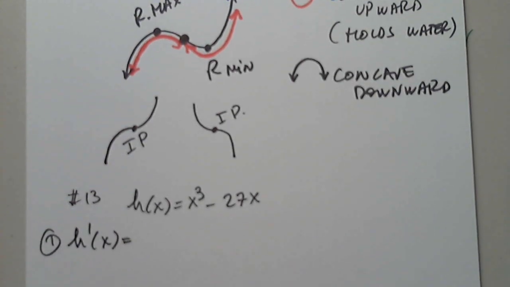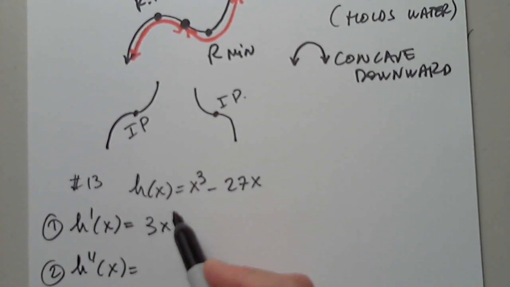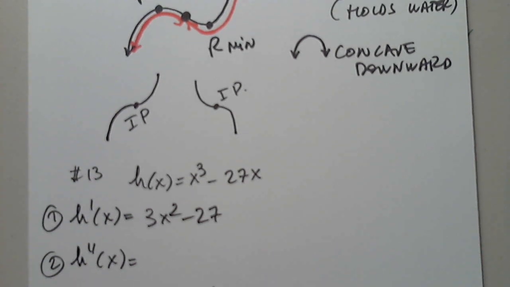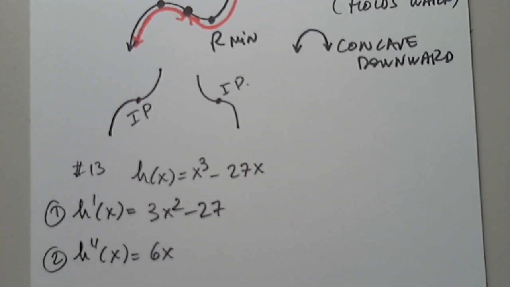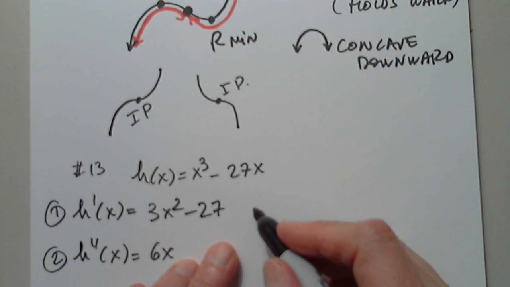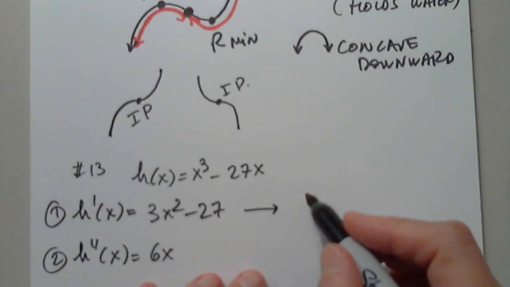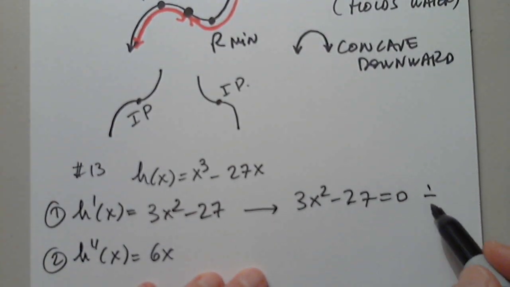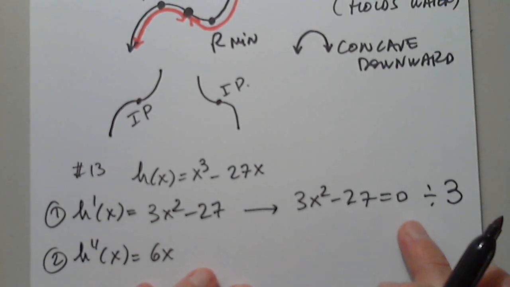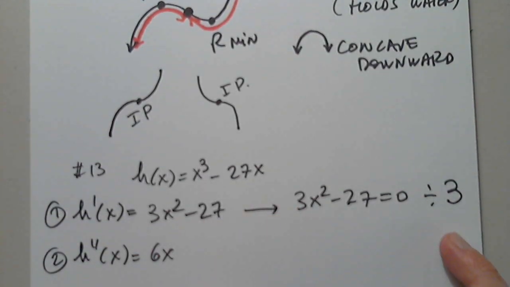Can anyone quickly give us the first derivative and the second derivative? 3x squared minus 27. And the second derivative? 6x. That's it. Of course, I have to find the critical numbers. There are no critical numbers coming from undefined. So I have 3x squared minus 27 equals 0. Of course, I will divide by 3 because I'm solving an equation. I'm allowed to do that, not in the function, but in an equation, yes.